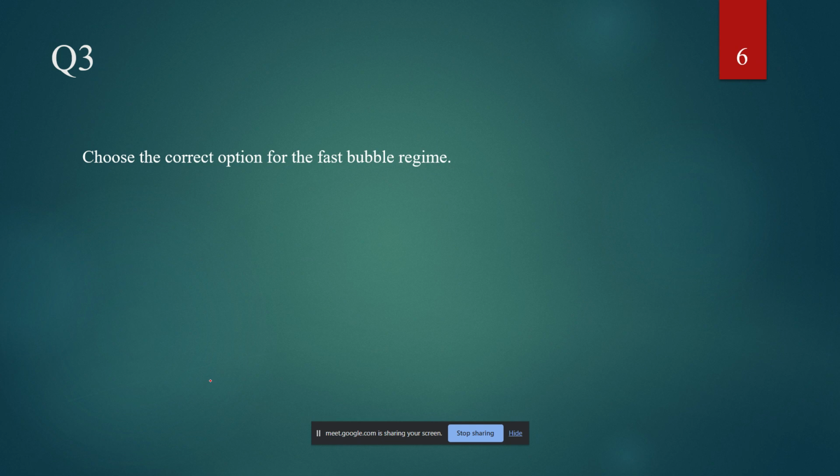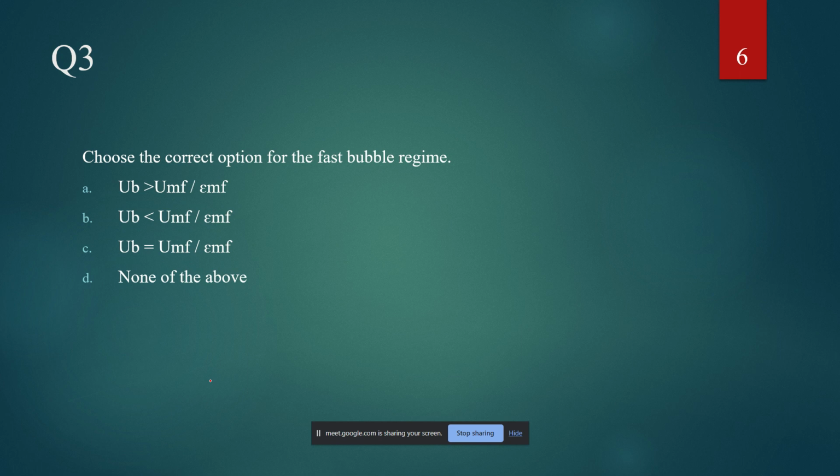In question 3 it is asked to choose the correct option for the fast bubble regime. UB is greater than UMF by epsilon MF. UB is less than UMF by epsilon MF. UB is equal to UMF by epsilon MF. None of the above. So we have seen what the answer is for the slow bubble regime. Now think of what would be the option for the fast bubble regime, and what would be the reason.